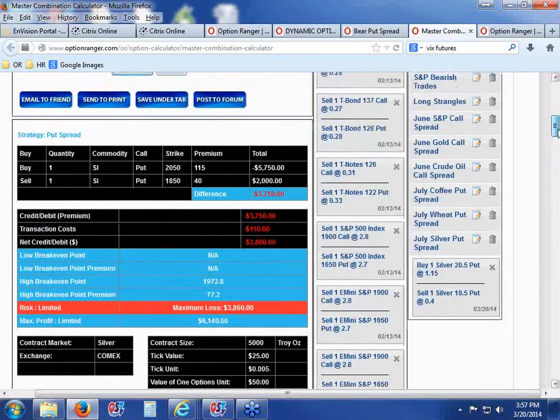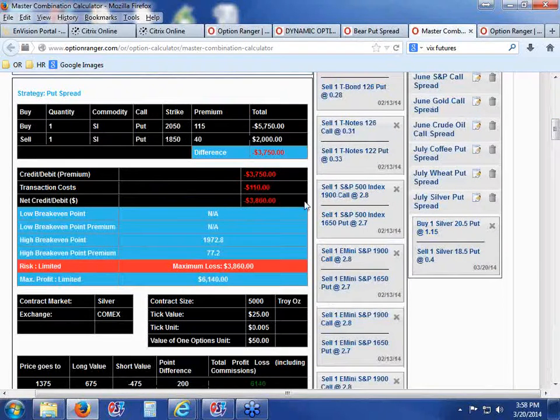Okay, so we have our maximum risk as before. The cost of the transaction, the net debit initially, is also the maximum risk. The premium break-even is 77.2, so one has to be able to offset this position for more than 77.2 cents. And in the futures, or in the underlying contract, one would be looking for a drop below 1972.8. So you really need this thing to go under 1973, or nicely above 77 in premium.